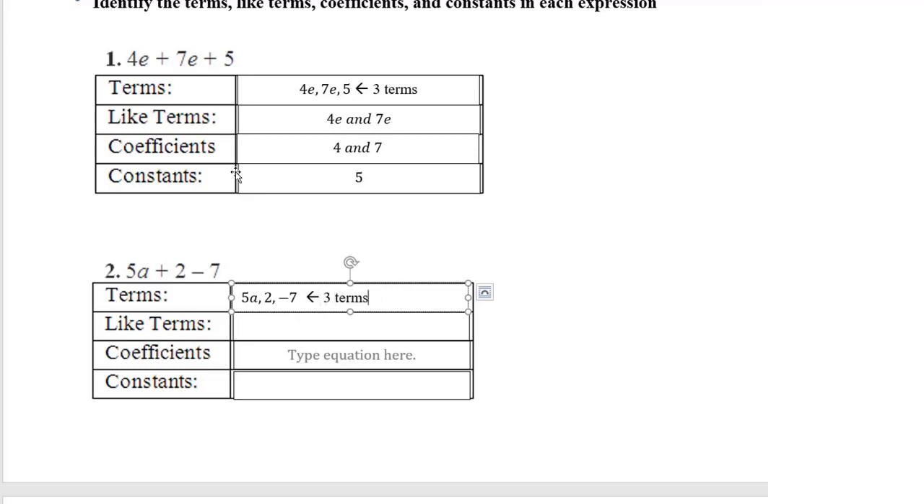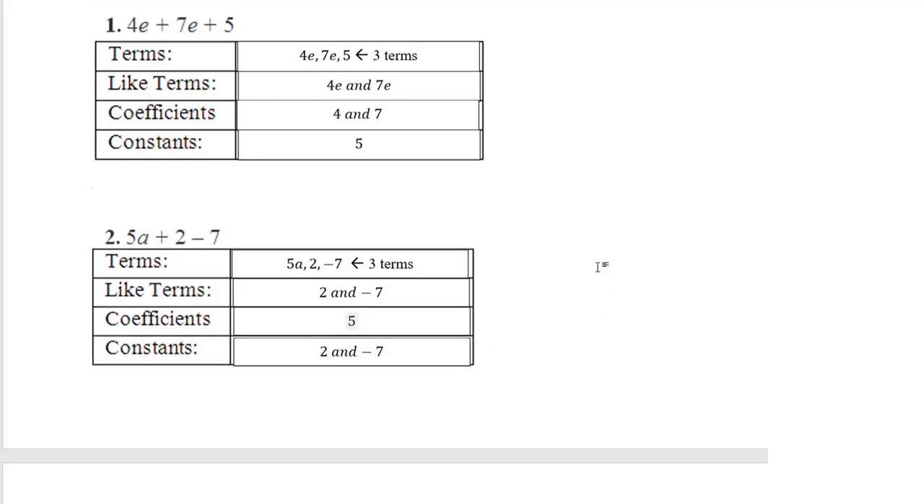Make sure you take the sign if it is negative. Obviously, I'm taking the sign here. It's positive. You just don't see the plus sign. Like terms, what is alike? What could I add together if I wanted to? I could add 2 and -7. Coefficients, what are the coefficients here? Good, just 5. And the last one, constants. What are the constants? 2 and 7, but remember we're going to change that to -7.